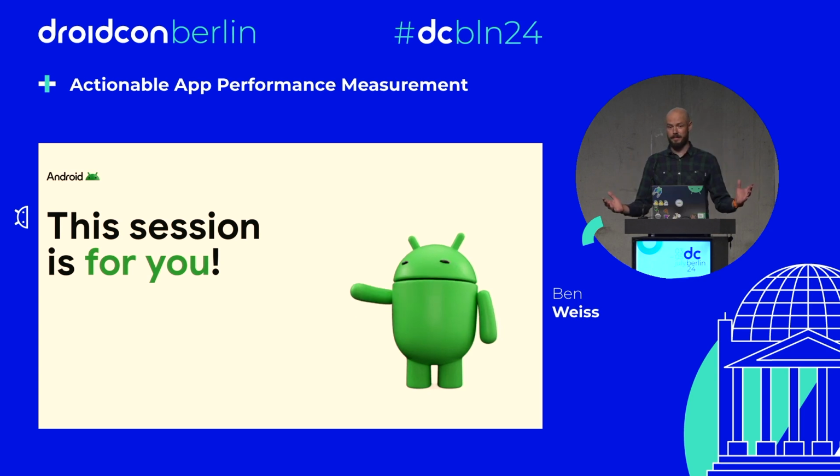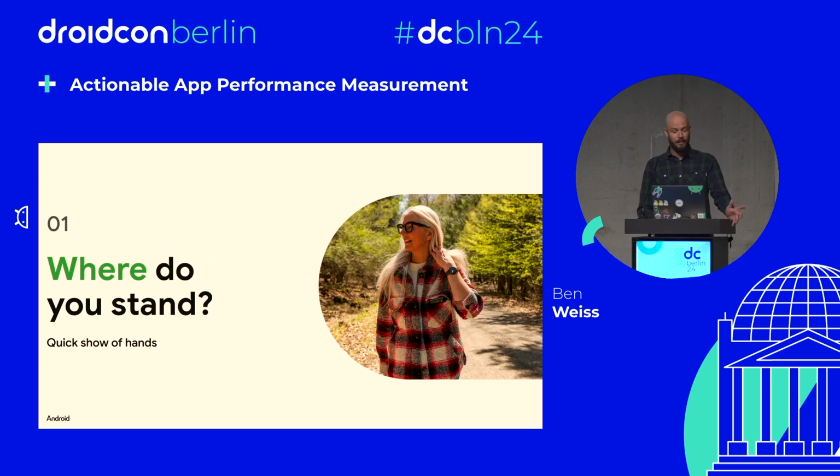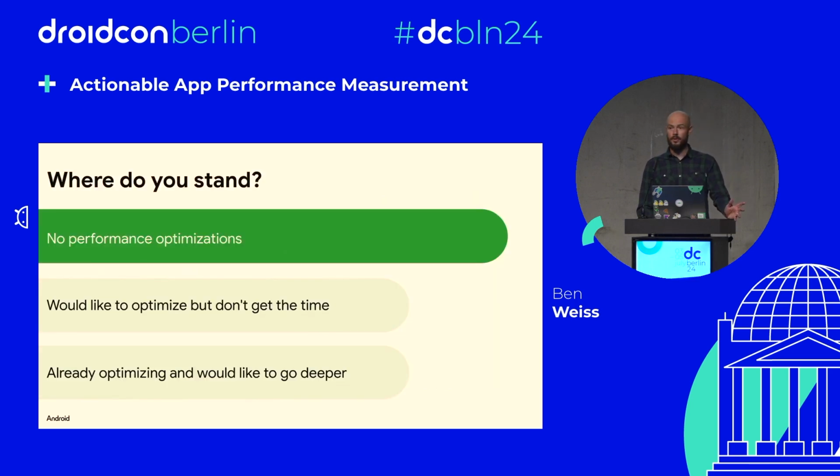In the big picture, there are smaller, more individual, more bespoke things that you can do for your app individually, but if you don't do these couple of things, there's nothing else you should be doing before them. So let's see where you are right now. Do you do no performance optimizations? Just give me a hand if you don't do anything to optimize your app's performance.